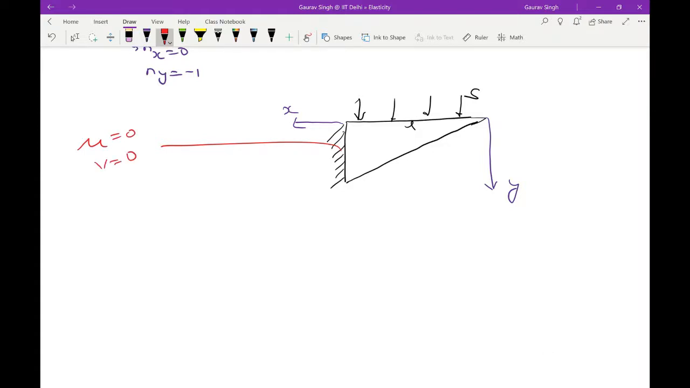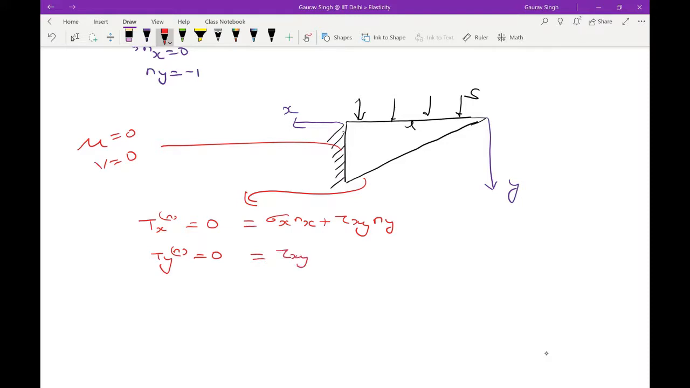Start with the traction free, then go to the traction free phase, which is this. What does this mean? So the traction in the x direction is equal to 0 and the traction in the y direction is equal to 0 because they are traction free phases. Now one can write it in the expanded form like this: sigma x nx plus tau xy ny, that's equal to 0, and this will be tau xy nx plus sigma y ny.